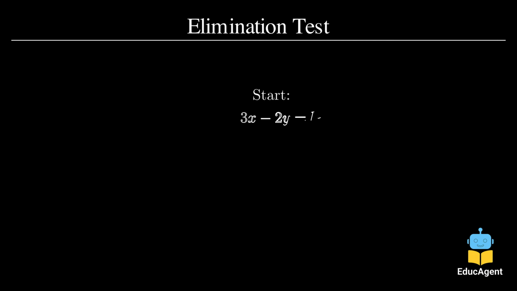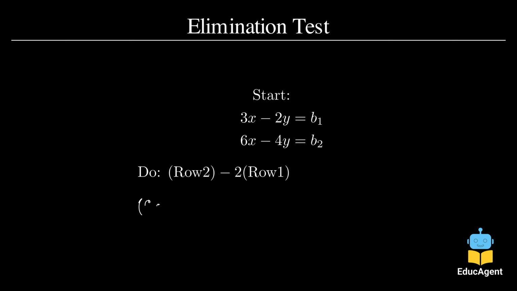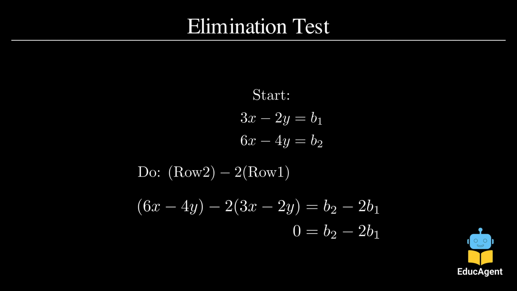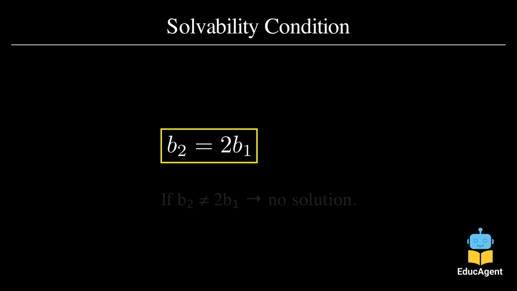Elimination reveals the exact condition on B1 and B2 for consistency. The left side becomes 0 automatically, so the only way the system is consistent is if the right side also becomes 0. This is the complete solvability test. The system has a solution exactly when B2 equals 2 times B1. If the condition fails, elimination produces 0 equals non-zero, a contradiction.